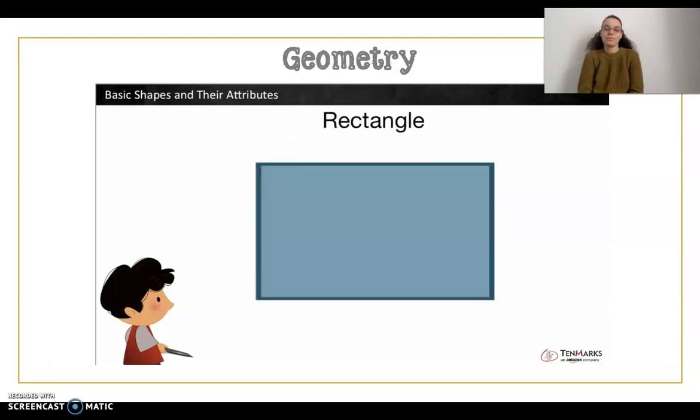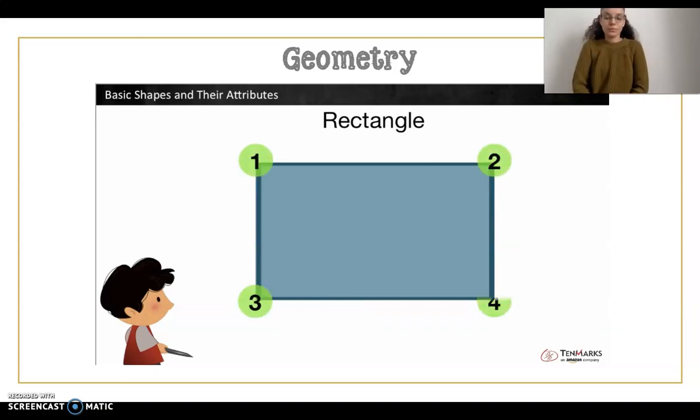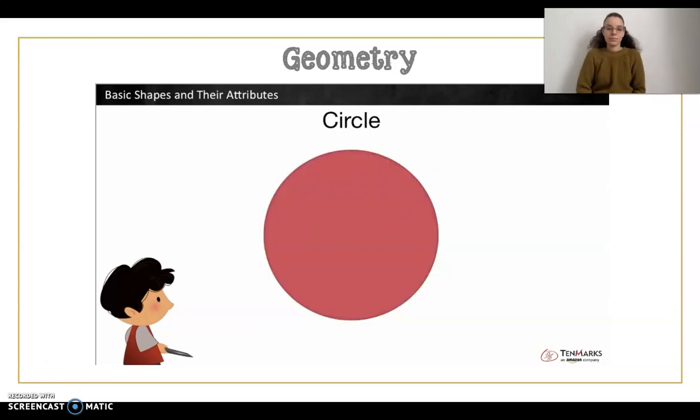This is a rectangle. A rectangle is a closed shape that has 4 straight sides, and 1, 2, 3, 4 corners. A rectangle has opposite sides that are the same length. A rectangle also has corners that are all the same size. This is a circle. A circle is a closed shape that has 0 straight sides and 0 corners. It is a curved, closed shape.